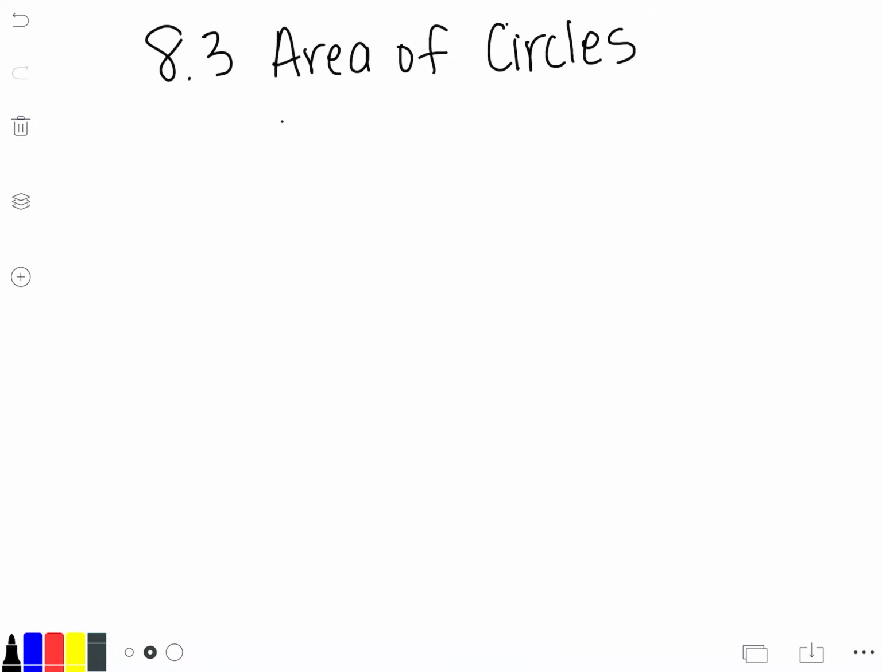All right, this lesson is 8.3, area of circles. So we just finished circumference, which was the distance around the outside, and now we're moving on to area. Area is the amount of space inside a shape.